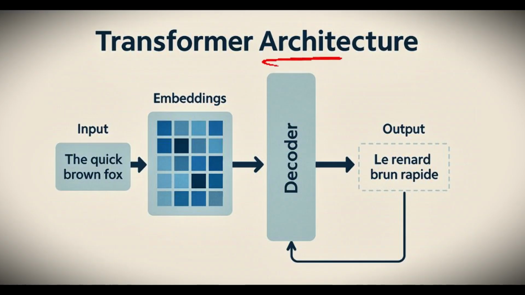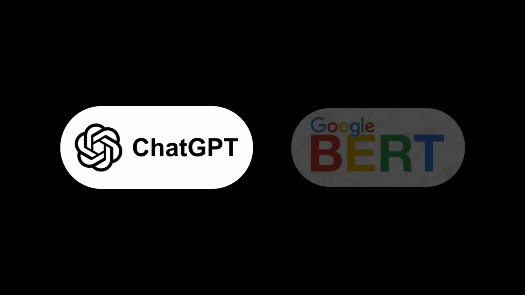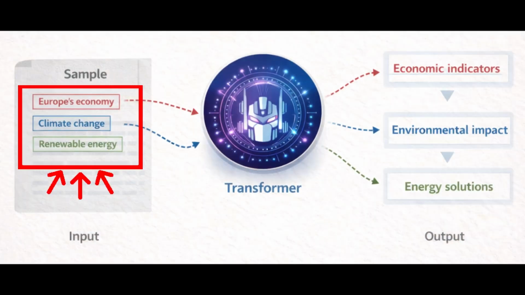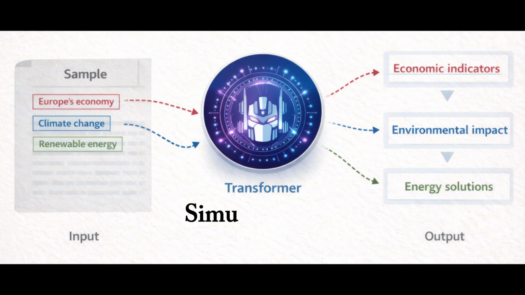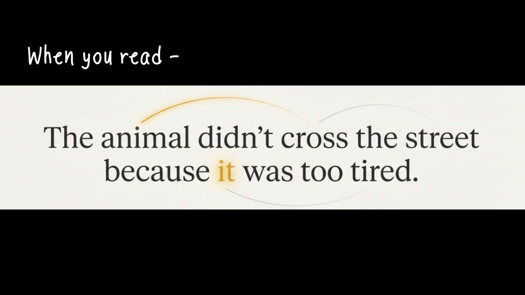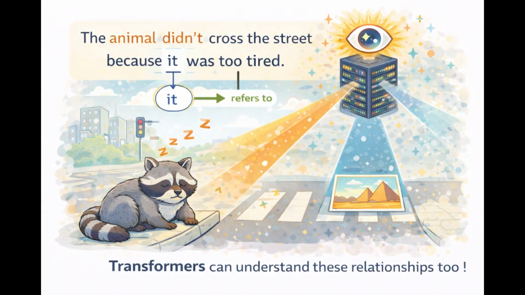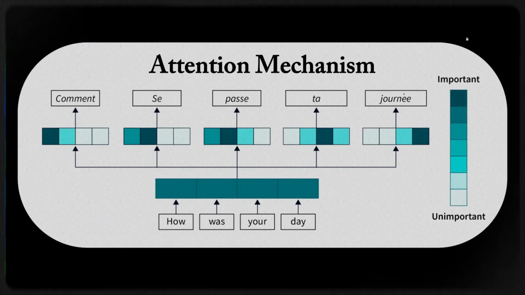Transformers, these are the architecture behind ChatGPT, BERT, and most modern language models. They're revolutionary because they can pay attention to different parts of the input simultaneously. When you read, "The animal didn't cross the street because it was too tired," your brain knows "it" refers to the animal. Transformers can understand these relationships too, through something called the attention mechanism.